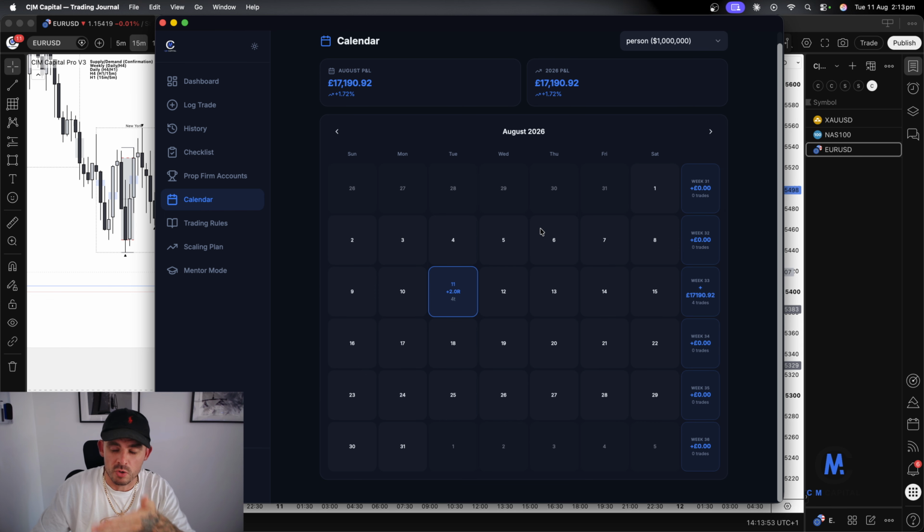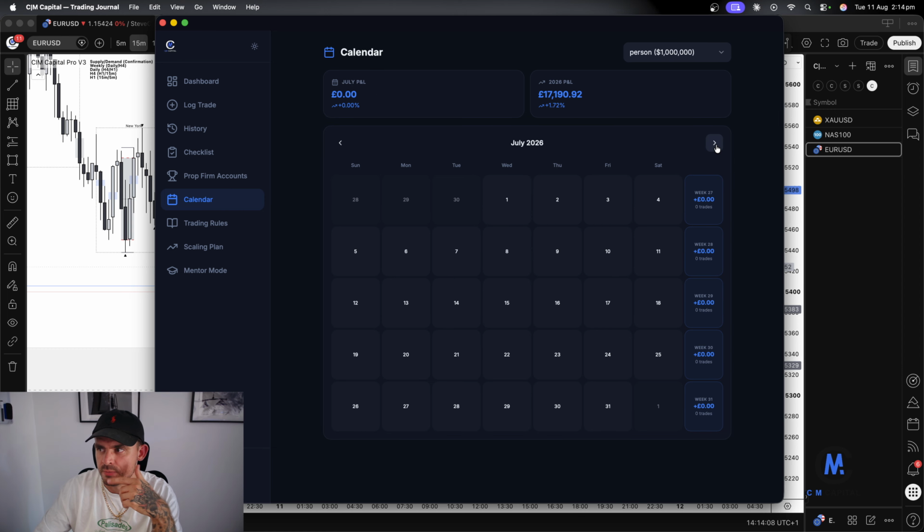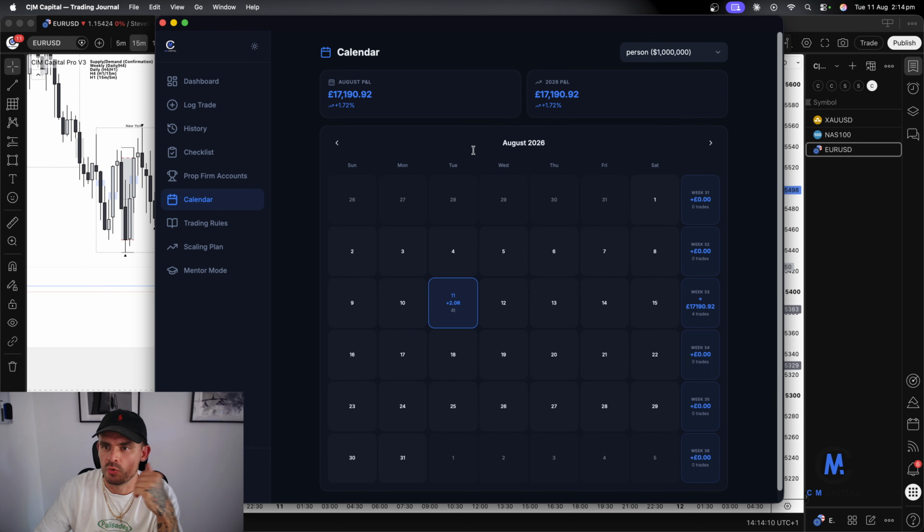Obviously, it's just typical. It's just what every other journaling system has, but at the end of each week, you actually get a weekly profit and loss and trade count, which I like, which is a cool feature. And then you get your monthly P&L and then the yearly P&L. So obviously the monthly one will change every month, but the yearly will stay for that whole year.